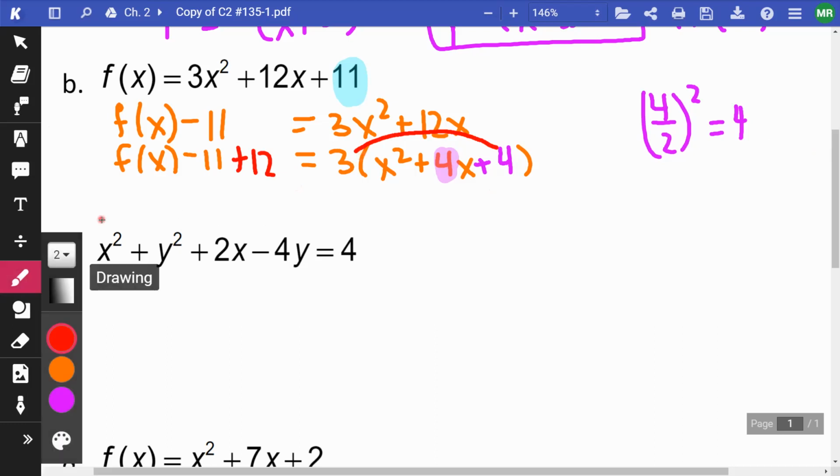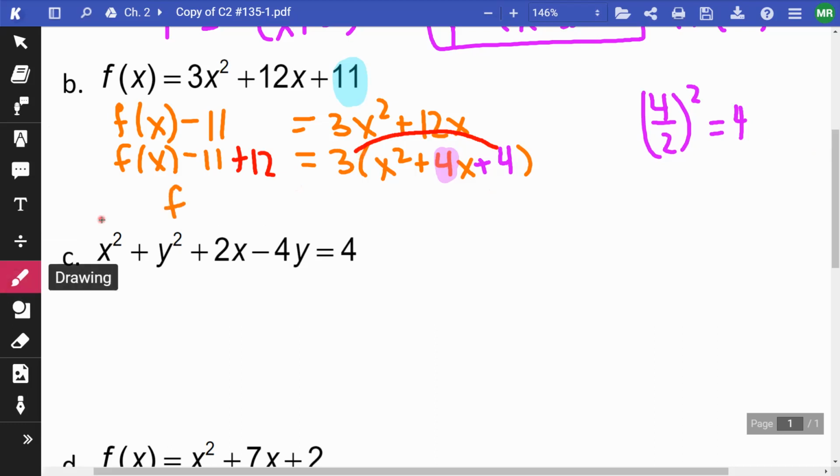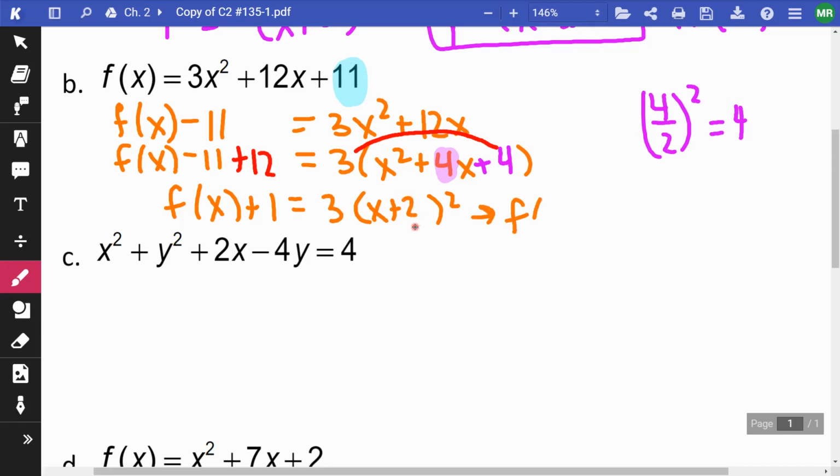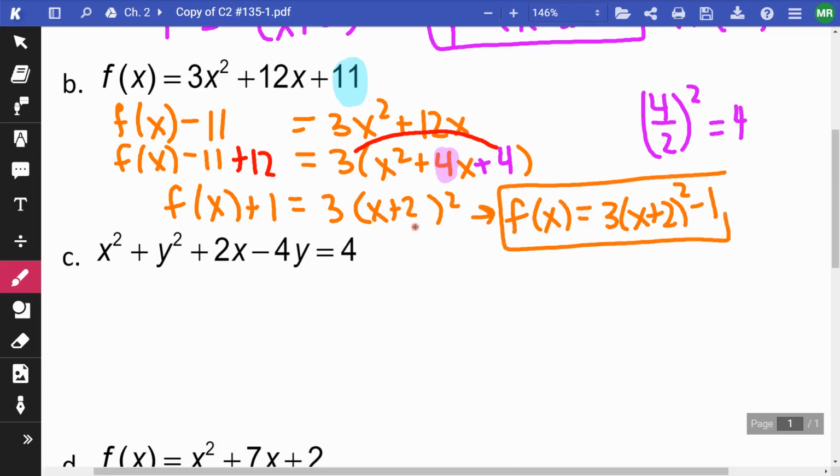So now when I clean this up, I'm going to get f of x plus 1 is equal to 3. And then again, I'm going to write this as a perfect square. So it's going to be x plus, and then I'm going to take half of my b, and half of 4 is 2, and that's what goes here. Then I'm going to minus the 1, so I'm going to have f of x is equal to 3 times the quantity, x plus 2 squared minus 1.